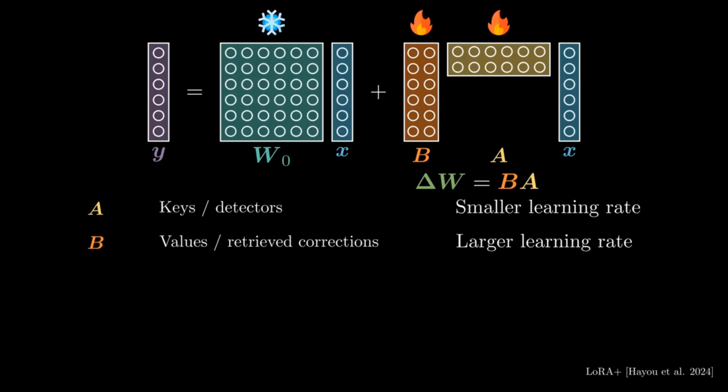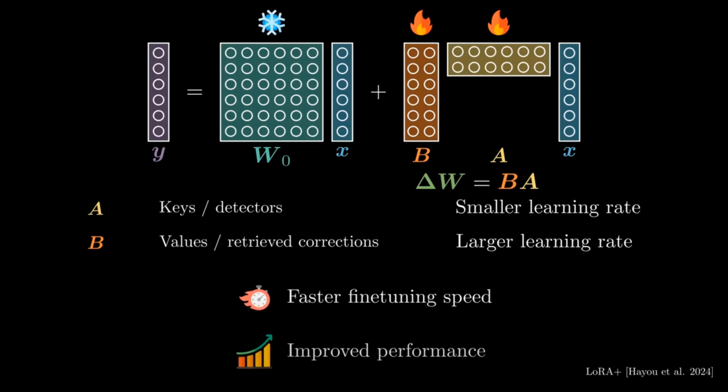The matrix B maps those few dimensions back up to the full output space. With equal learning rates, B tends to be undertrained. Giving B a larger learning rate helps keep both matrices learning at a matched pace. This simple change leads to faster fine-tuning and often better final performance without additional parameters.